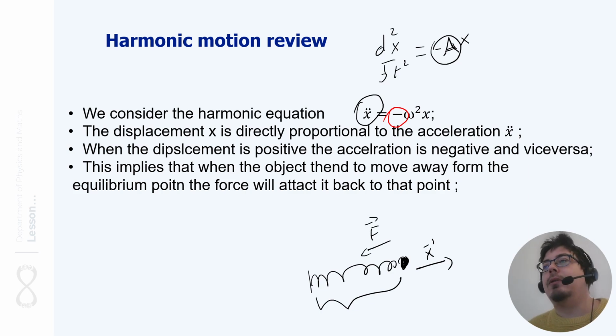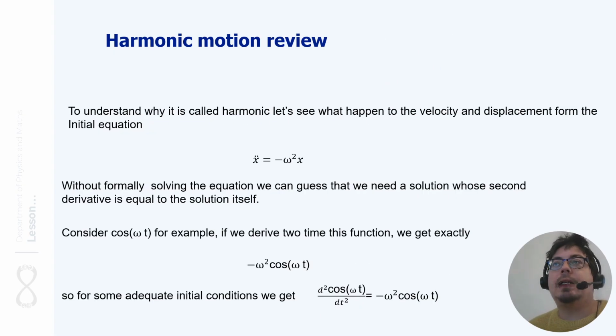So we have this equation here, and the physics behind it tells us that the force is attractive. We need to pull against the force to make a displacement, and then the force pulls it back to the original point. With that in mind, we can try to guess what could be a solution for this equation.